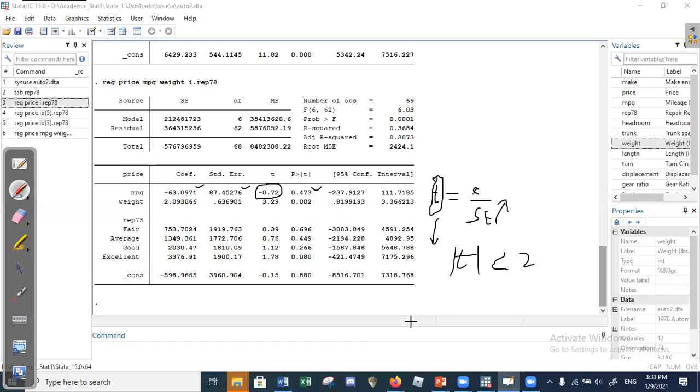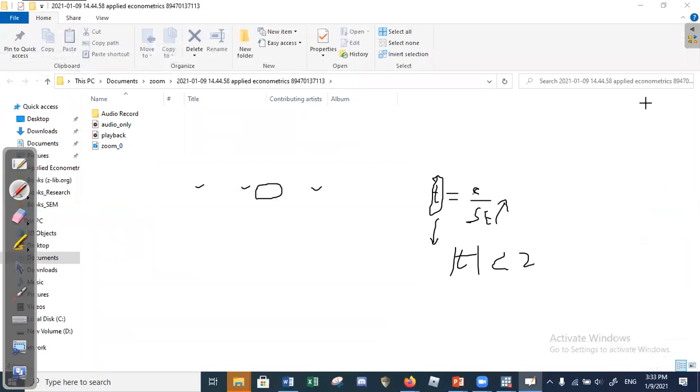So if you do not know about multicollinearity, you may be wrongly concluding that there is no effect of MPG on price, right? But if you check for multicollinearity, and then you are sure that this insignificant T ratio corresponding to MPG, right?